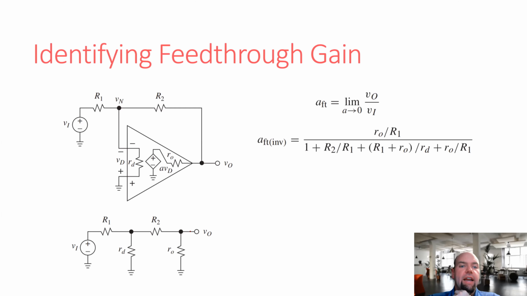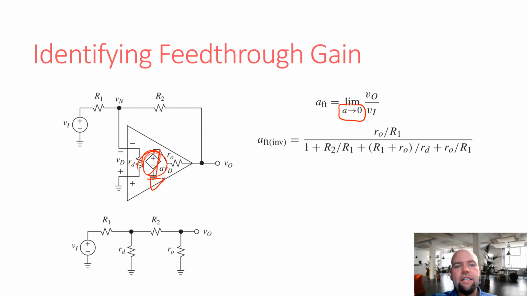Okay, so feed-through gain. How do we identify feed-through gain? Luckily, this is one of the easiest things that we analyze in this class. Feed-through gain is fairly straightforward to identify because it is determined by the limit as the gain of our amplifier goes to 0. What is a gain of 0 amplifier? A gain of 0 amplifier means that this produces 0 volts. So when this little guy in here produces 0 volts, what's happening? It's basically grounded.